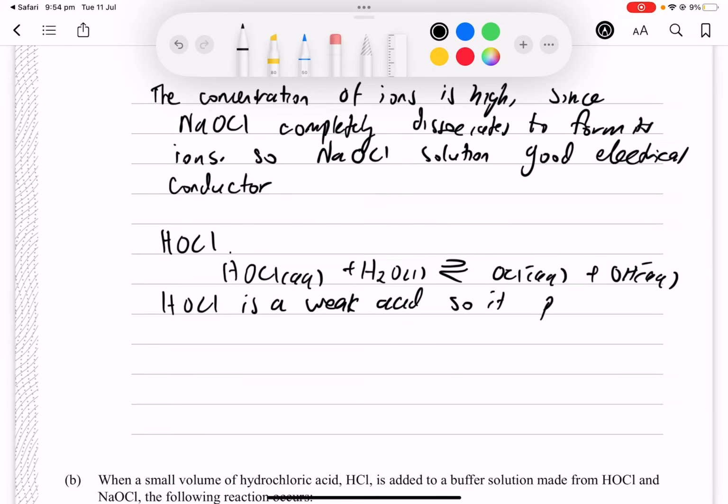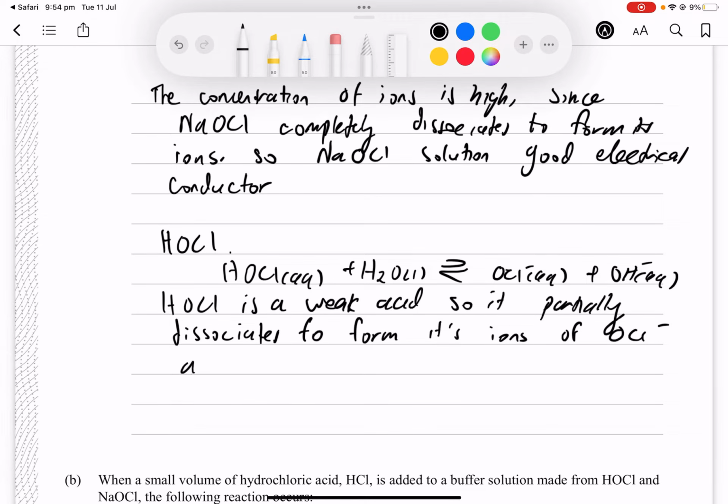So it partially dissociates to form its ions. So it'll form, it's not OH minus, it's hydronium. I just realized I've made a mistake there, sorry. So it's hydronium ions there. Yeah, it's a weak acid. My apologies. So we have hydronium ions there. So it forms some ions of hydronium and OCl minus.